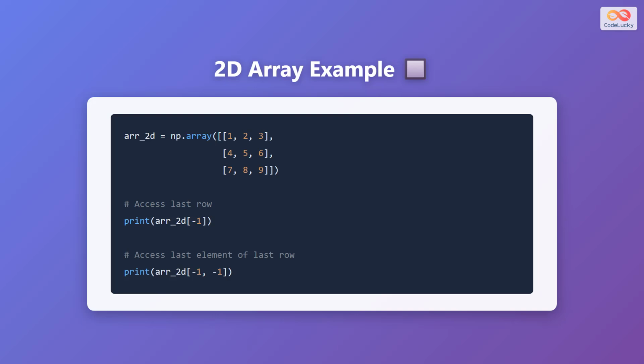Negative indexing also works with multi-dimensional arrays. Here we create a two-dimensional array with 3 rows and 3 columns. To access the last row, we use -1 as the first index. To access the last element of the last row, we use -1 for both indices: -1, -1. This gives us the bottom right element of the array.